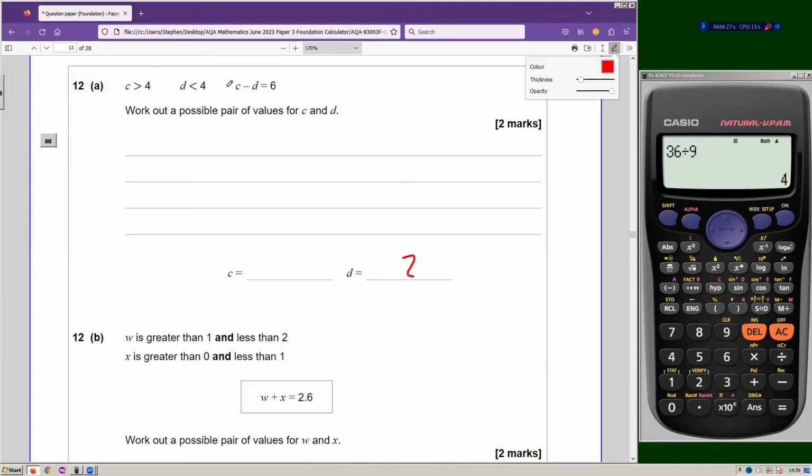So we've got to have C, that when we take 2 off of it, it's going to make 6. So we can make 8. And does it fit? C, 8 is greater than 4. Yes. 2 is less than 4. Yes. 8 minus 2 is 6. Yes, correct.